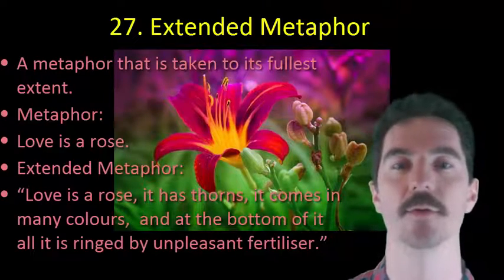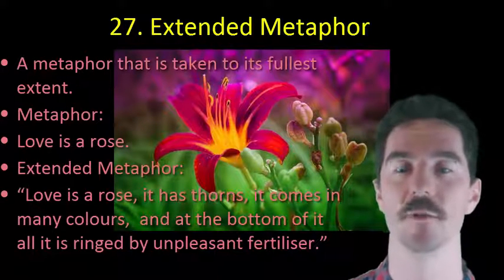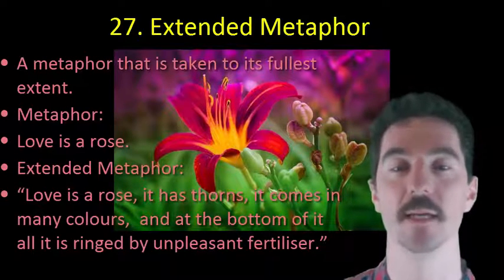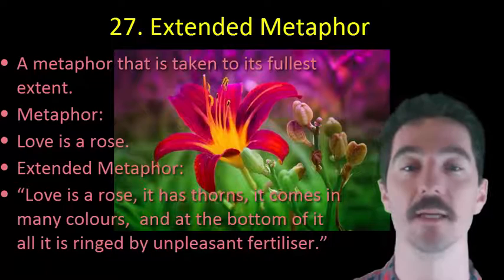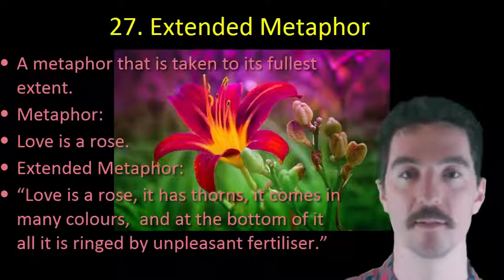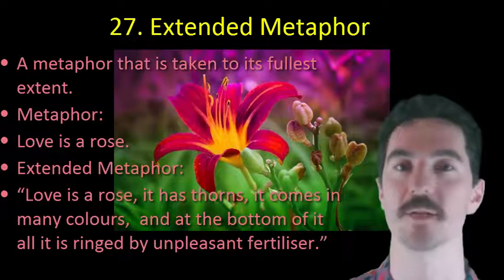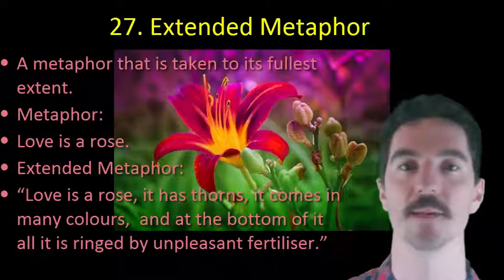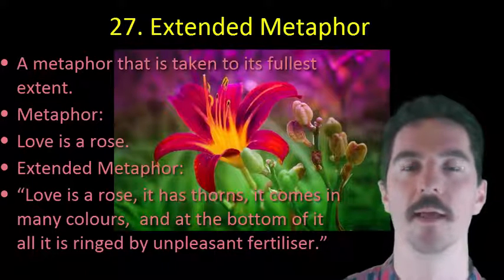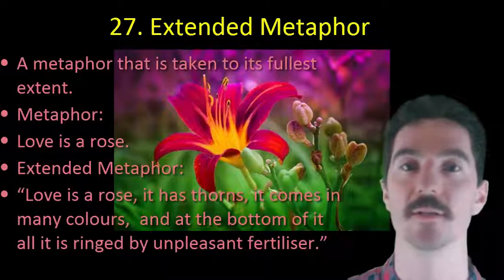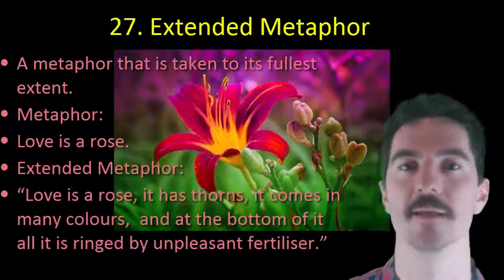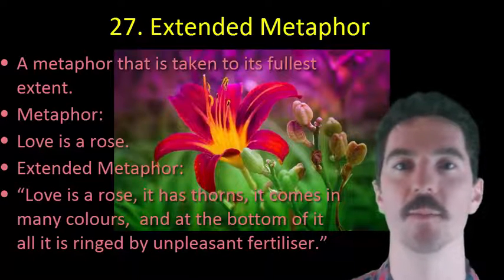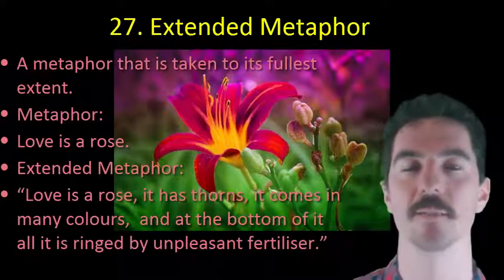27 is extended metaphor. So you already know what a metaphor is. Something is or as something else. A is B. But an extended metaphor is when you take it the next step and you say A is B and also because this, and you run through all the aspects of A and how they are similar to B. So for example, the typical example of an extended metaphor is love is like a rose. There are thorns, there are flowers, there are blossoms, and occasionally there is a stinky smell coming from the bottom or at the end of the rose.